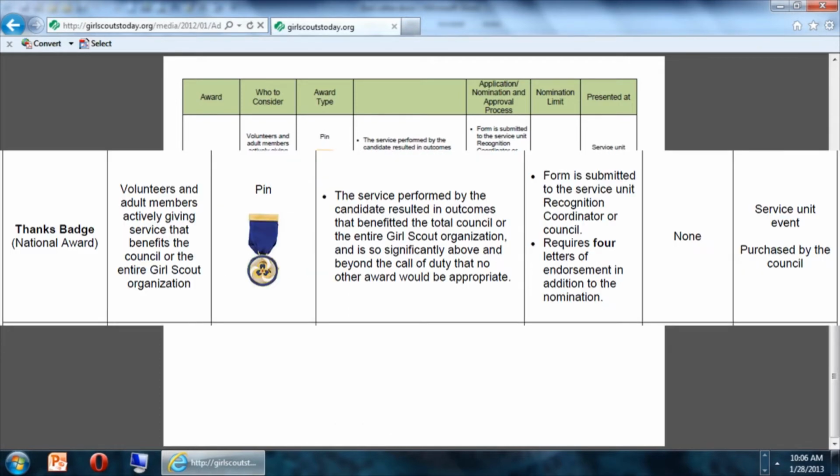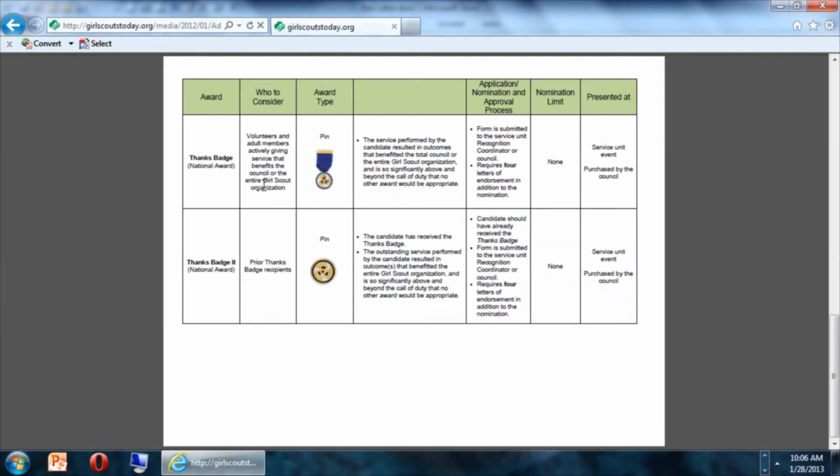These are the only progressive awards, whereby the thanks badge must be received before the thanks to badge. The thanks badge recipient actively gives service that benefits the entire council or the entire Girl Scout organization. Some examples might be a board member or a volunteer who serves on a committee whose work benefited the entire council. This award requires 4 letters of endorsement in addition to the nomination's description.